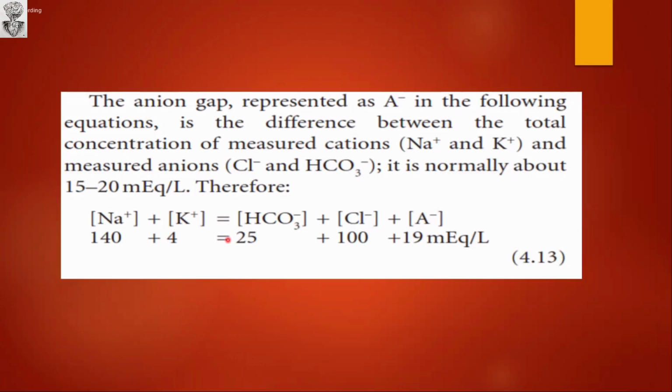In another reference you will find the following calculation. So they consider الصوديوم 140 بوتاسيوم 4 و125 مجموع نيجاتيف ايونز. So the difference will be 19.